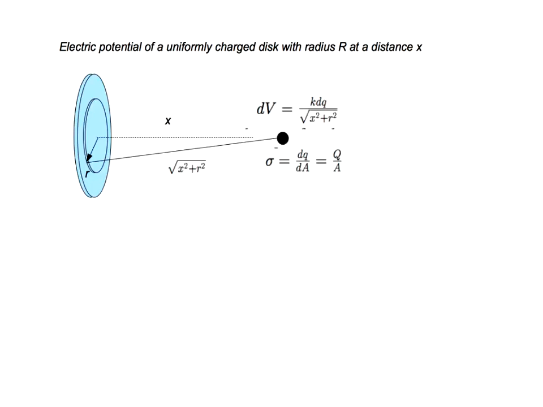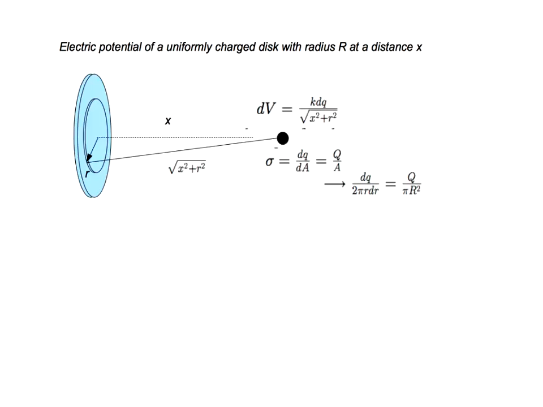Remember, the disk is uniformly charged, and the surface charge density, defined as the charge per unit area, is also equal to the total charge over the total area, replacing the area of the ring with 2 pi r dr. And if you don't remember the area of a ring, I recommend that you go back and review the recording on the electric field due to a disk, and there all the details are given.